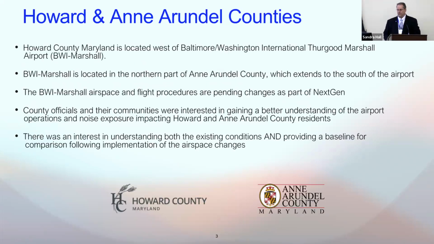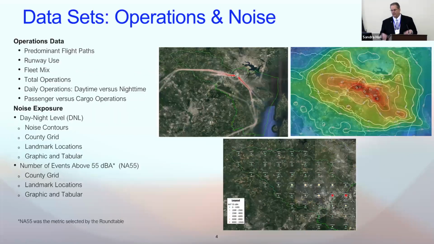So BWI Airport is located right in the middle between the two counties that we worked with. Anne Arundel is to the south and east, and Howard is to the west and north. The airspace and flight procedures that Jesse talked about have been pending for quite a while. But what we wanted to do was establish a baseline so that when the new procedures are implemented, we have a basis of comparison to see exactly what the impacts are, positive or negative, of the new procedures once they get implemented. How do we do that?